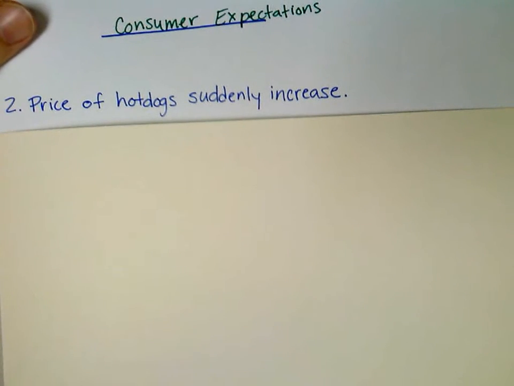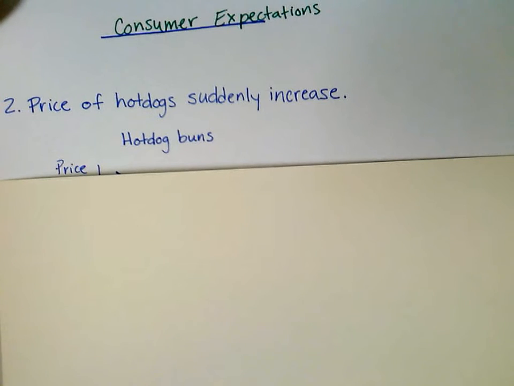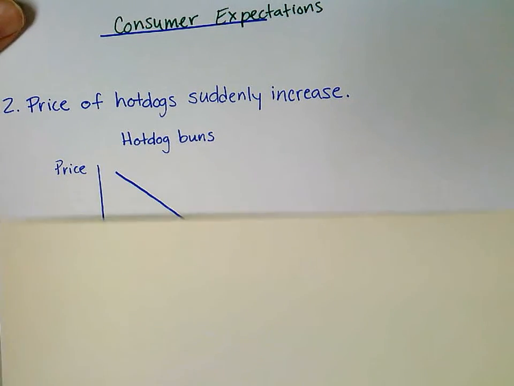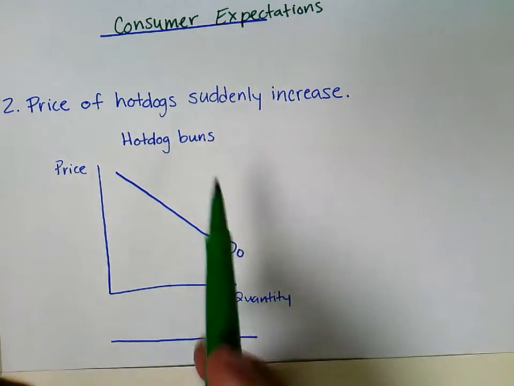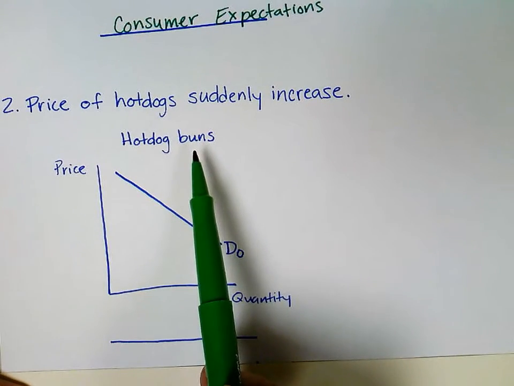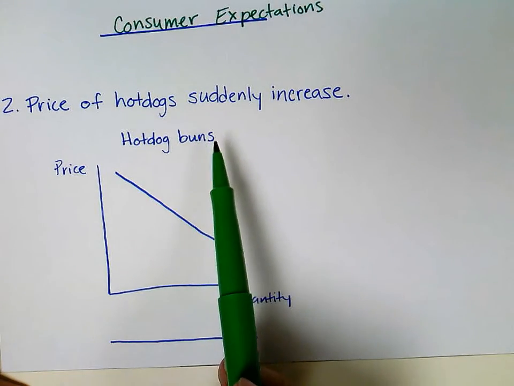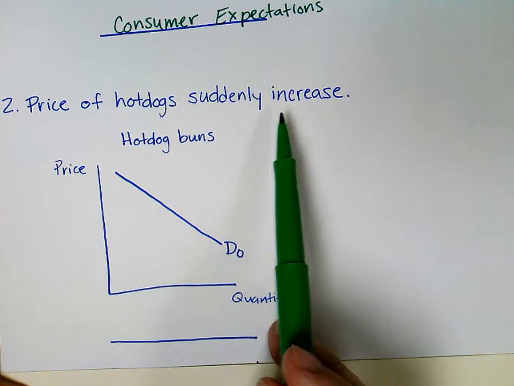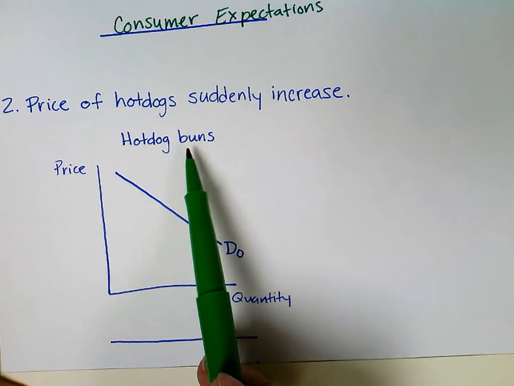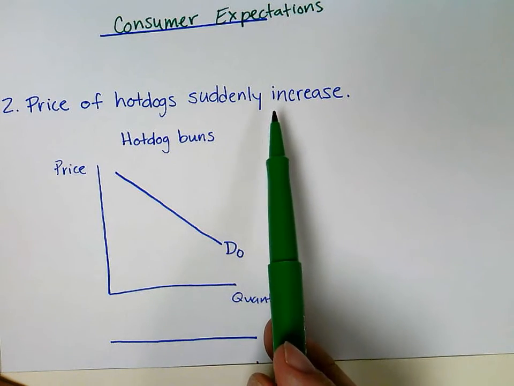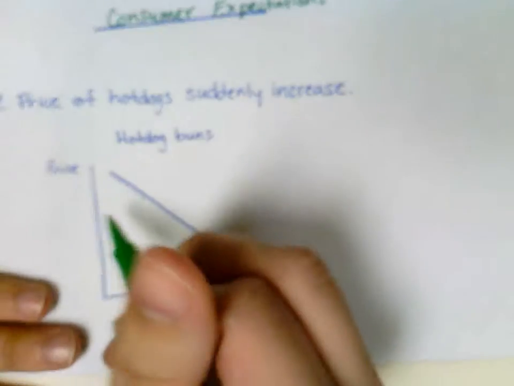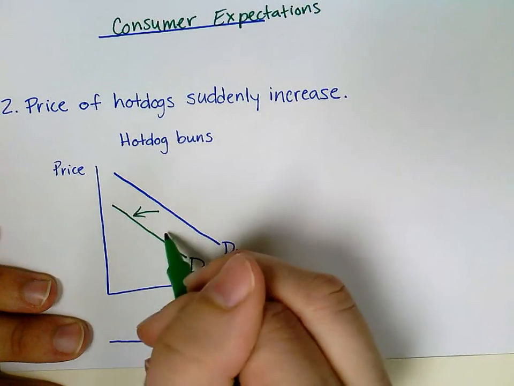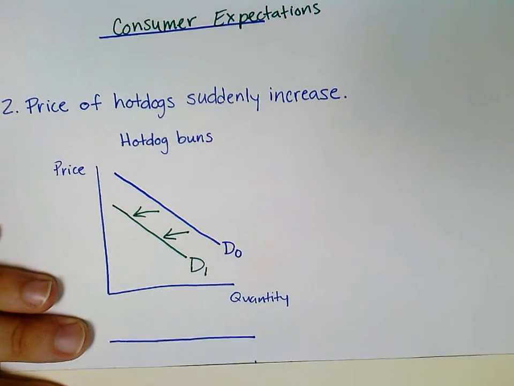Price of hot dogs suddenly increases. Now if you notice, my graph does not say hot dogs on there, it says hot dog buns. So be careful when doing your graphs to make sure that you're graphing the right thing. As you learned, hot dog buns is a complementary good of hot dogs. So if the price of hot dogs is increasing, then people have no need for hot dog buns because we're not going to buy something if the price is increasing. So demand is going to shift to the left. And that's what your shift is going to look like.